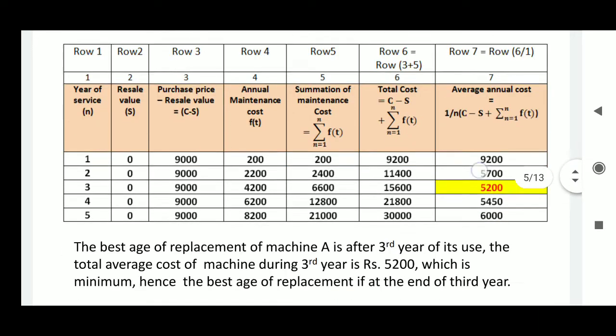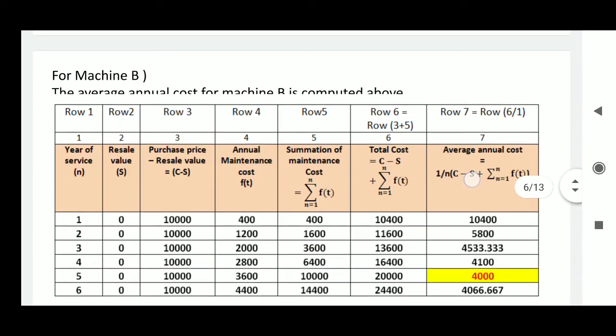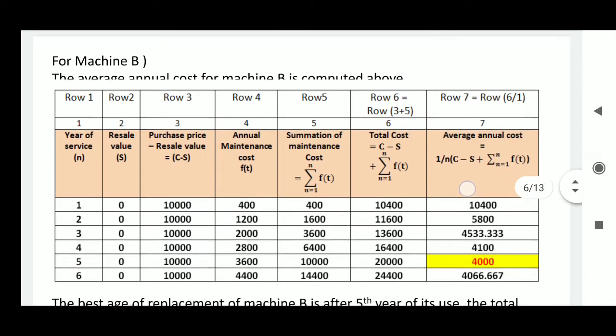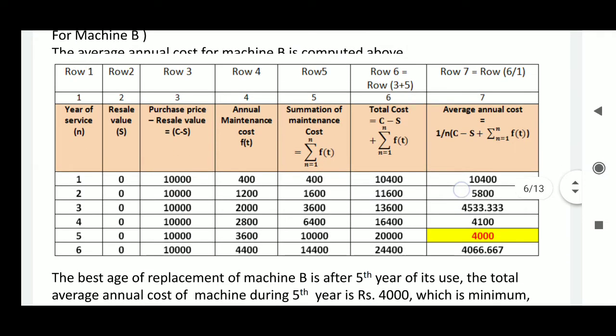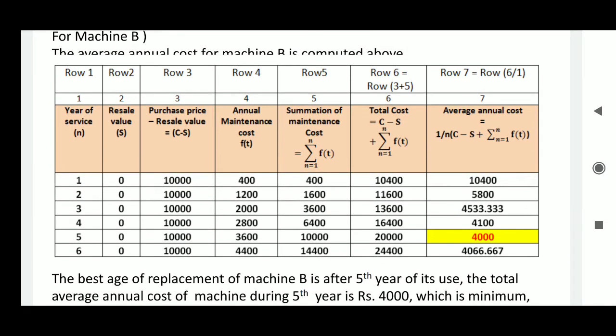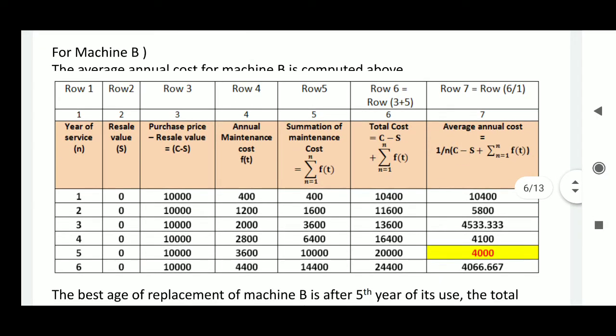Now similarly we can calculate for the machine B, the same calculation is done. But in this problem the year is not given, for how many years you have to calculate the age of replacement.